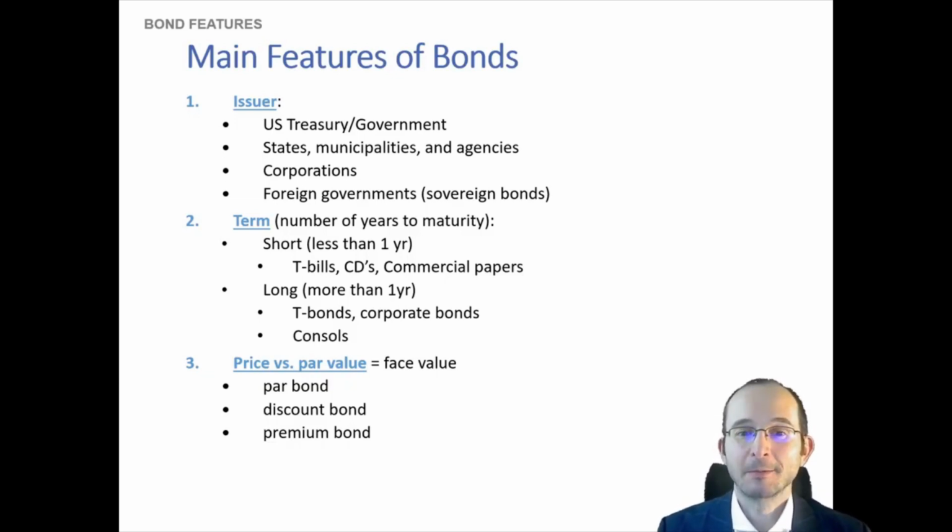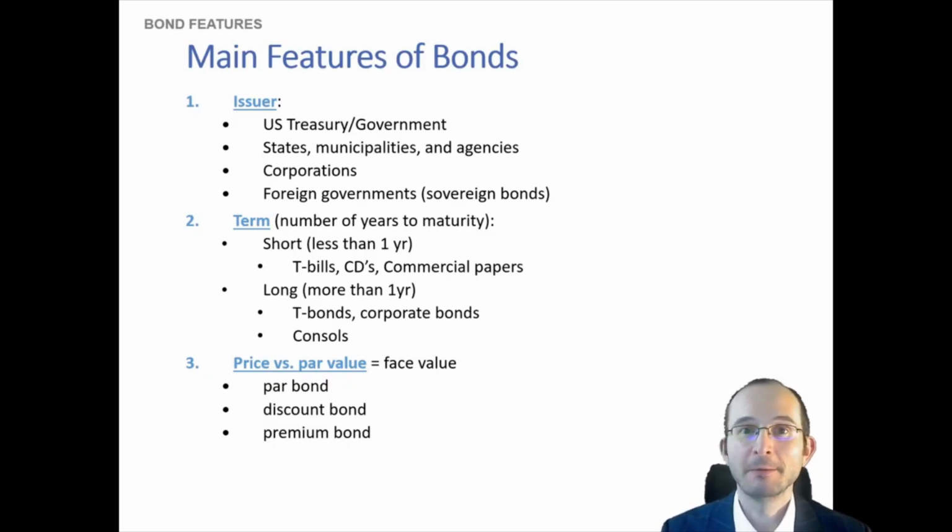And relating the price of the bond to the par or face value, there are three types of jargon that people will use. They'll call a bond a par bond if its price is equal to its par or face value. They'll call a bond a discount bond if its price is below its par value. And they'll call a bond a premium bond if its price is above its face value.